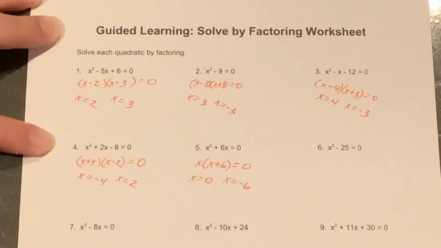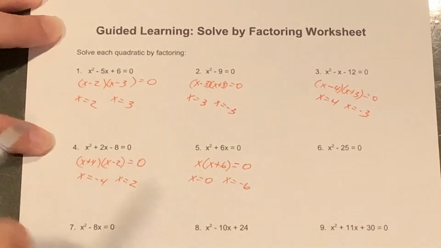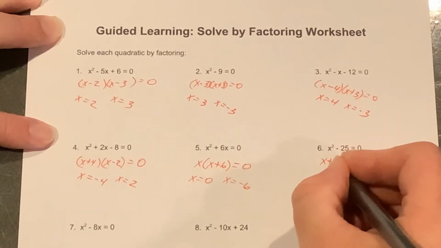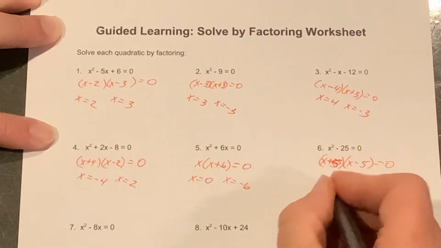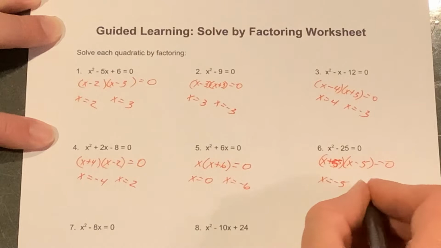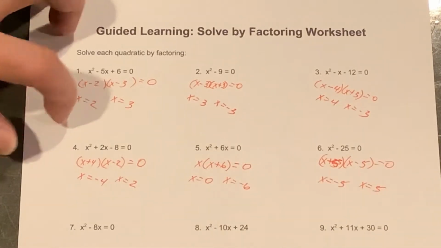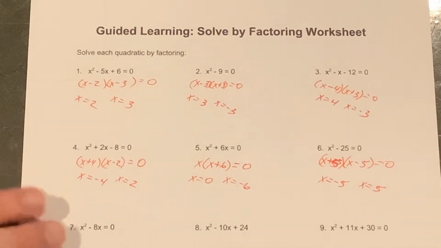Number 6, difference of 2 squares. Again, you could add 25 and take the square root, probably faster to do it that way. Or we could factor this to be the difference of 2 squares, x plus 5 and x minus 5 equals 0. So my solutions are the opposites, x equals -5 and x equals +5, or x equals plus or minus 5 altogether.